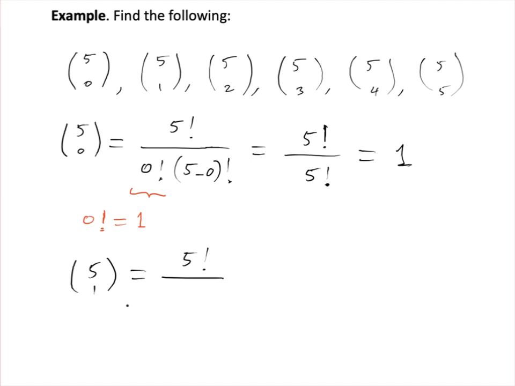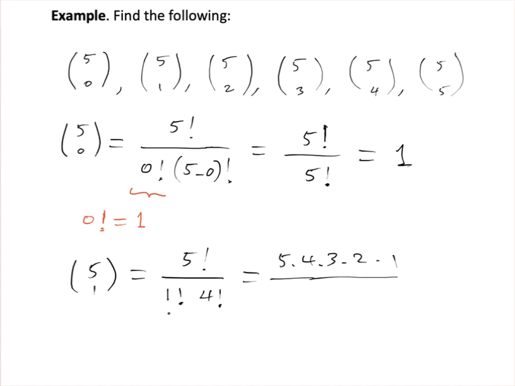Now let's see what the formula tells us. 5 factorial over 1 factorial times 5 minus 1, which is 4 factorial, right? I'm just writing the results of subtraction. So then I have 5 factorial, which is 5 times 4 times 3 times 2 times 1. You don't need to list all these numbers, especially when they are big numbers. It takes a while to write all the factors.